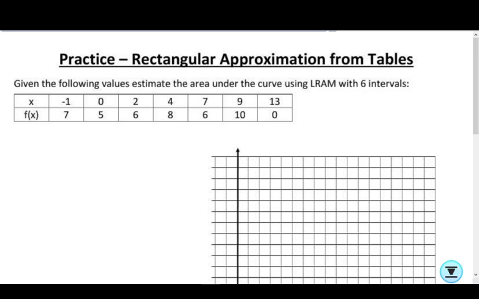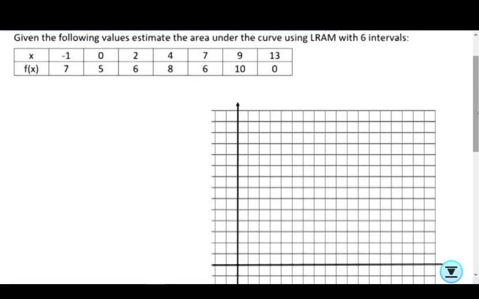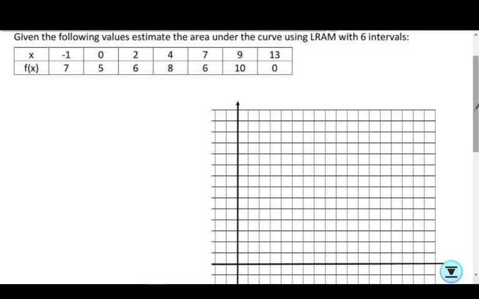So one of the things that you're going to have to know how to do for the AP test is that they have you do rectangular approximation or Riemann sums using a table. Okay, so we're going to practice finding area with a table of values.